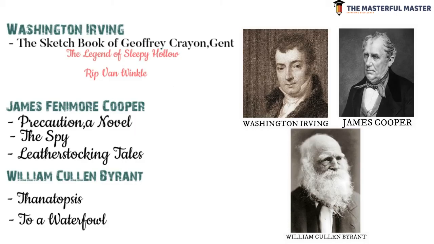Washington Irving has often been called the father of American literature. Irving published a collection of short stories and essays, The Sketch Book of Geoffrey Crayon, Gent. It included two of the earliest American short stories, The Legend of Sleepy Hollow and Rip Van Winkle.